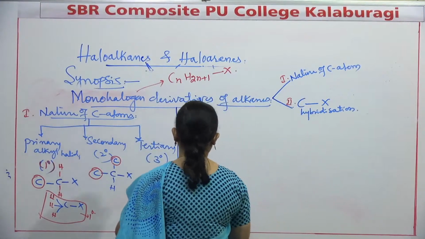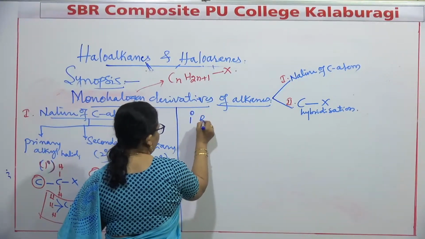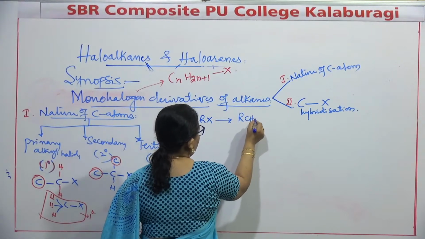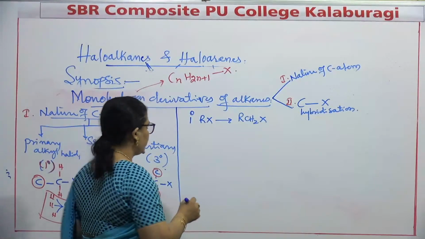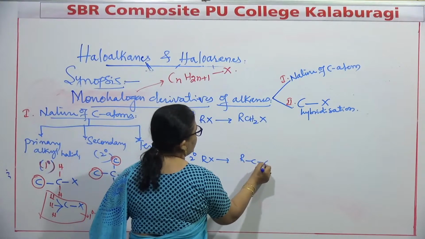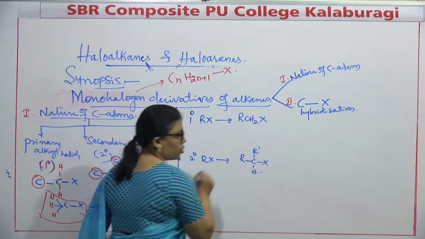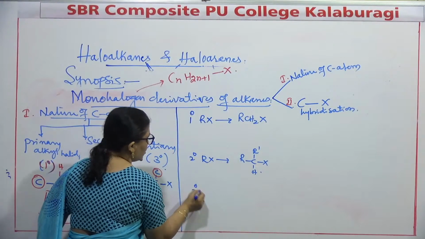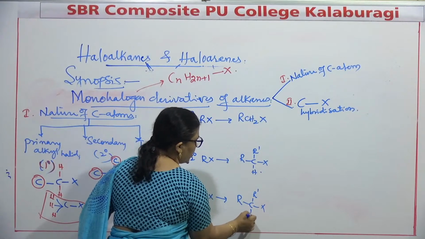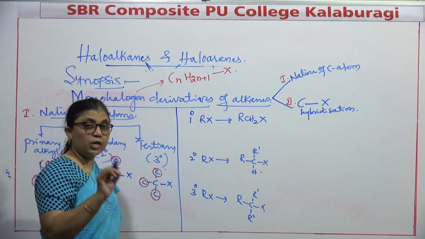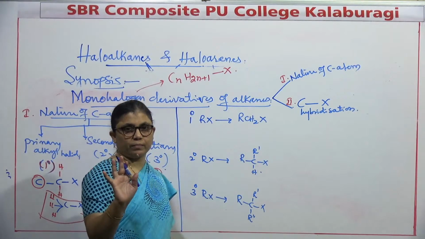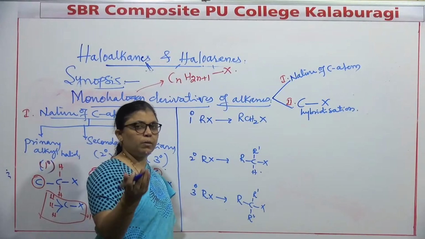Then primary alkyl halide, I write simple, primary RX. They are represented as what, children? They are represented as RCH2X. Same way, secondary RX, R-C-X with R' and H. Similarly, tertiary alkyl halide, R, C, X, R dash, R double dash. R dash and R double dash may be same, they may be different. It is not a condition that they should be same. They may be different also.